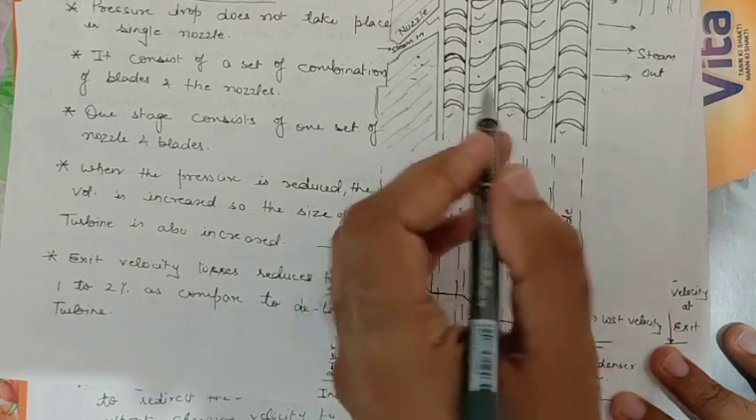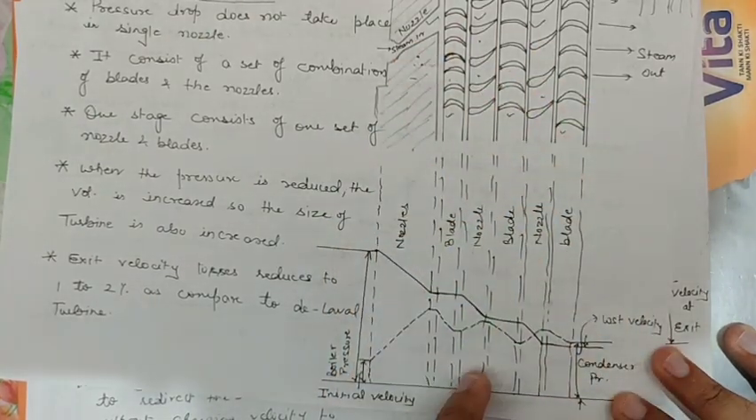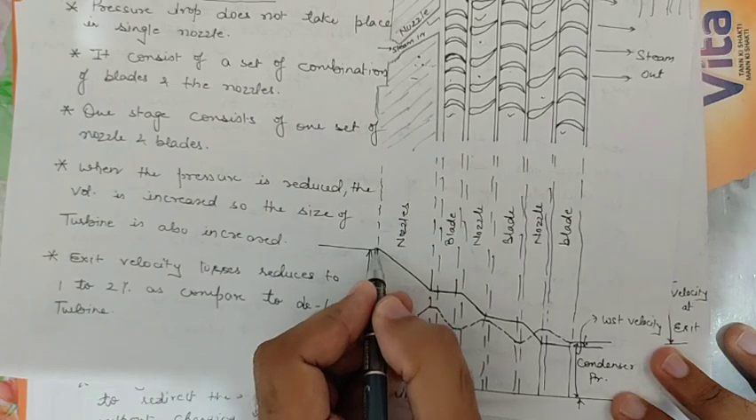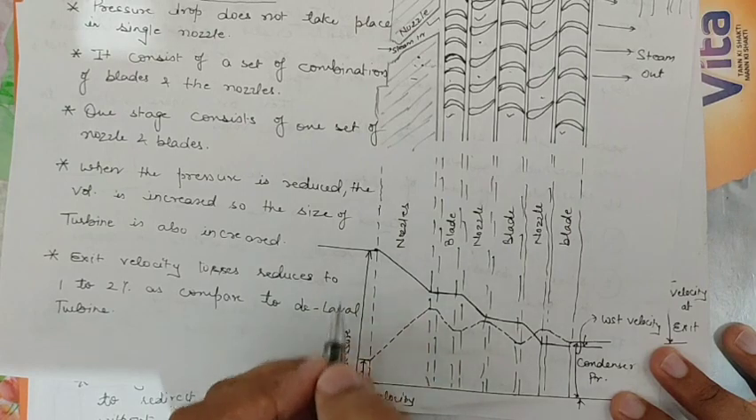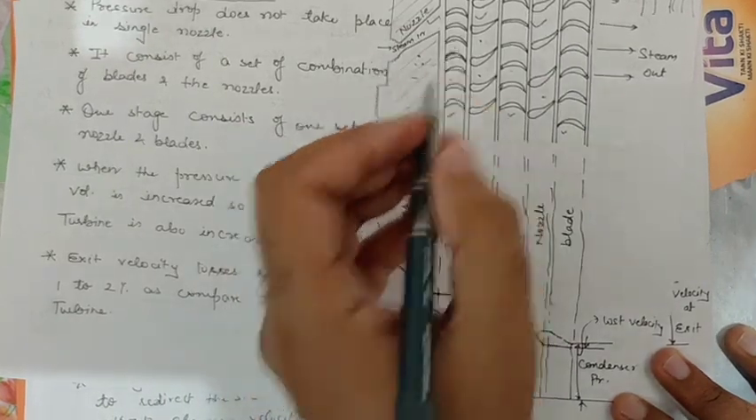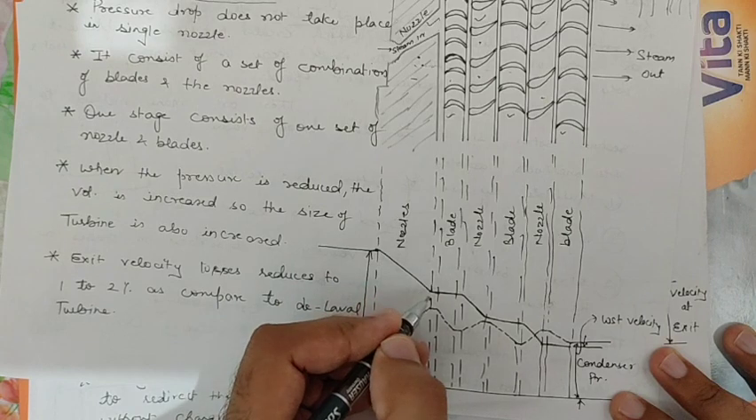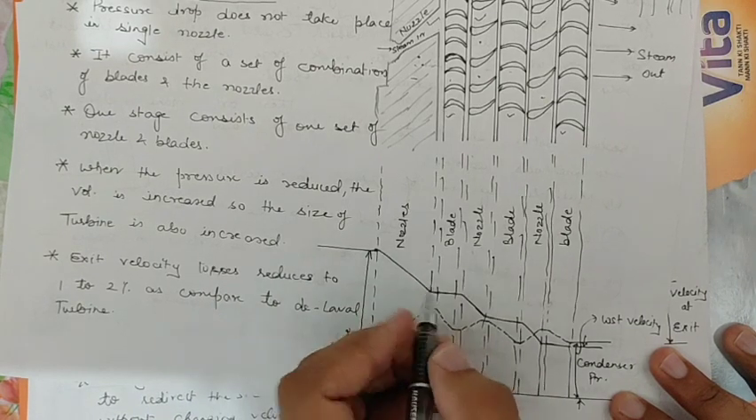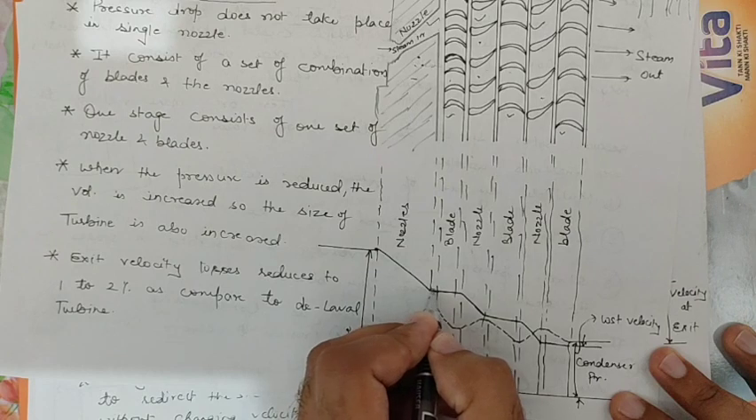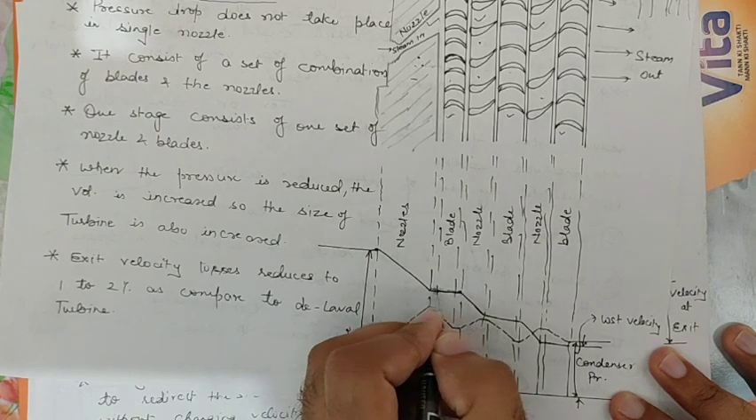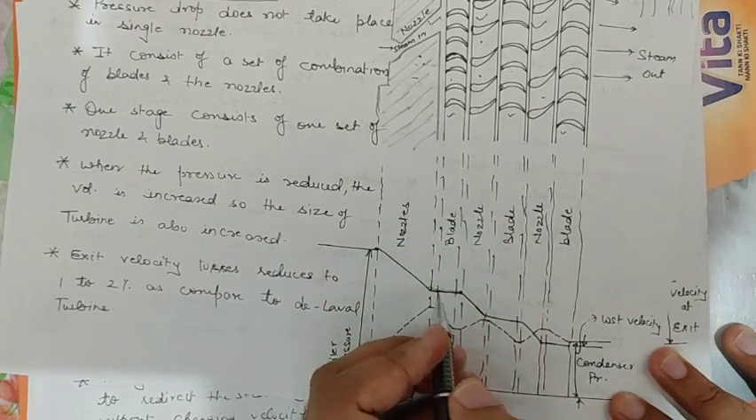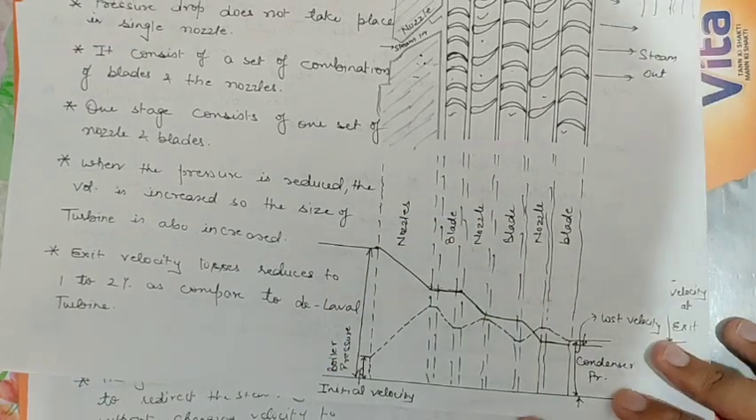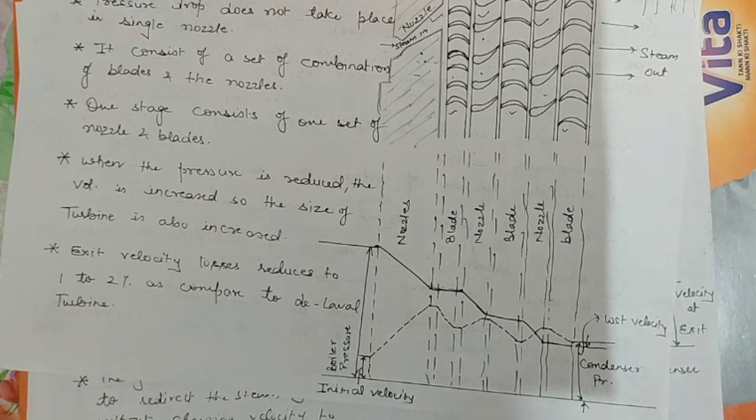So we can also explain it with the help of diagram. Let us suppose this is the pressure at which the steam is entering into the nozzle, at the boiler pressure. In the nozzle, expansion of the steam takes place and pressure gets reduced. The pressure remains constant in the moving blade, as I have already told you in the previous section.